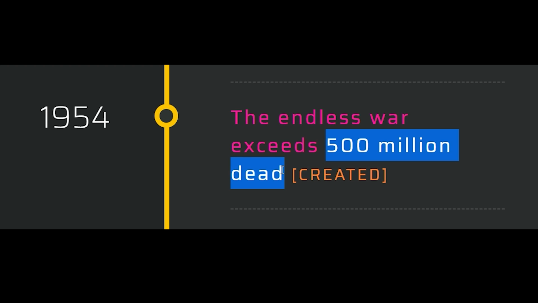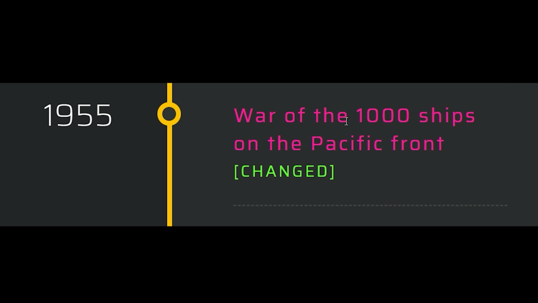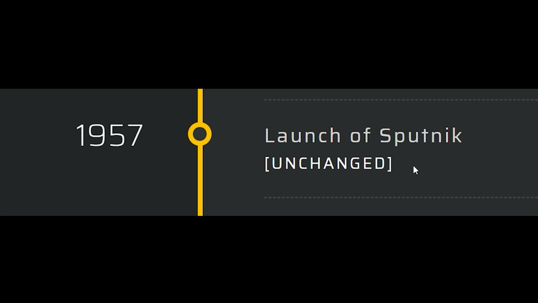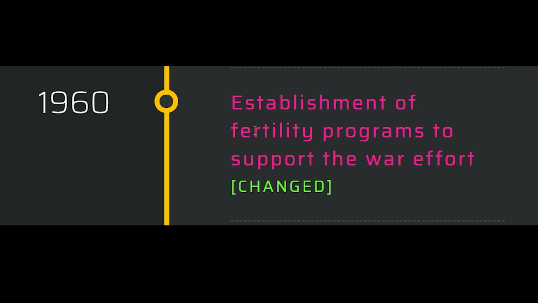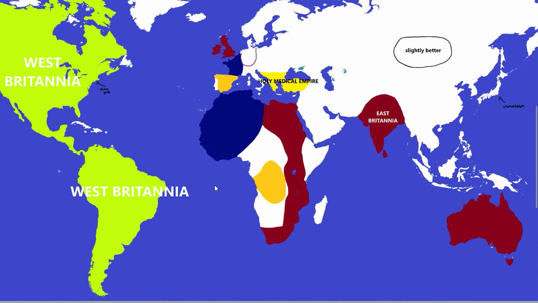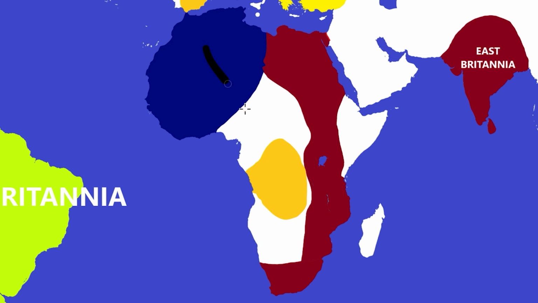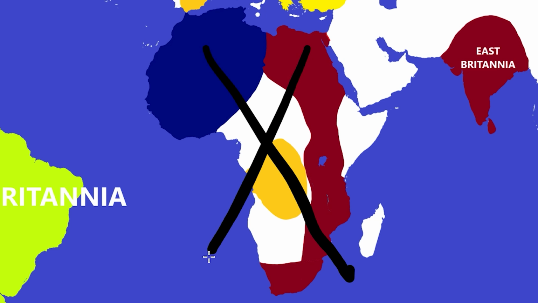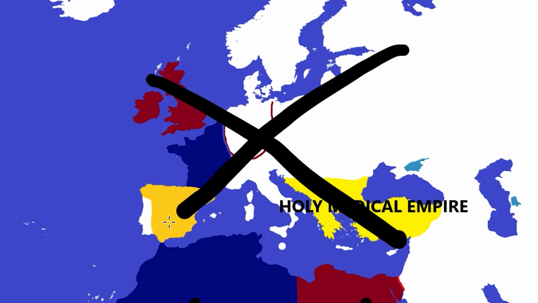Okay, this is getting ridiculous now. War of the 1,000 ships on the Pacific front. Hey, good. We still have time to do the whole space thing. That's great. Establishment of fertility programs to support. This is getting ridiculous. So now we've even ruined Africa at this point in 1999. I don't even know where to begin with this one. We've kind of completely destroyed the world. I don't even really know how to begin here. We're just gonna take a big ol' X. You guys are no longer playing the game.